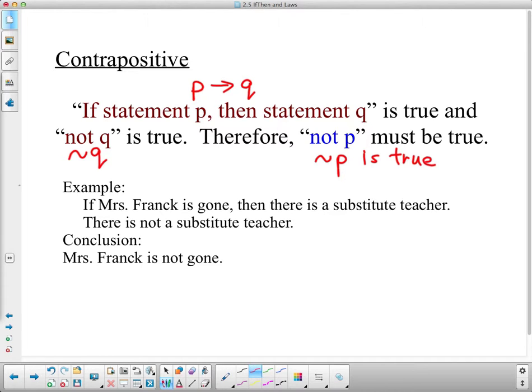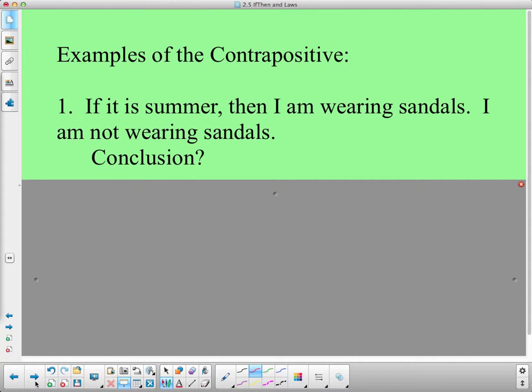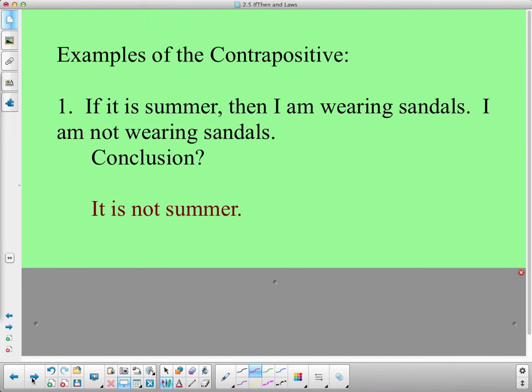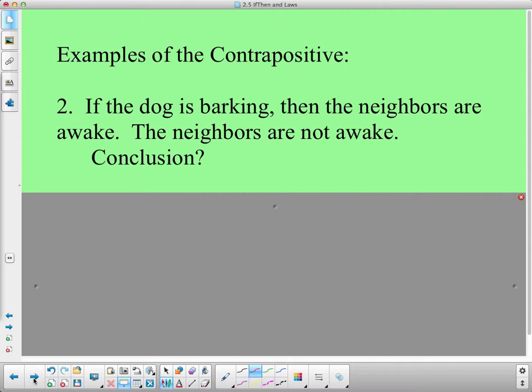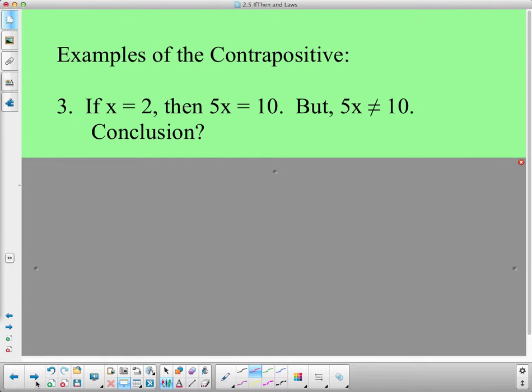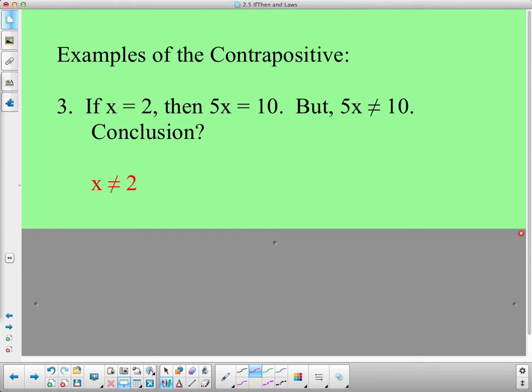If it is summer, then I am wearing sandals. I am not wearing sandals. It is not summer. If the dog is barking, then the neighbors are awake. The neighbors are not awake. The dog's not barking. Correct. If x equals 2, then 5x equals 10. But 5x does not equal 10, so x does not equal 2.